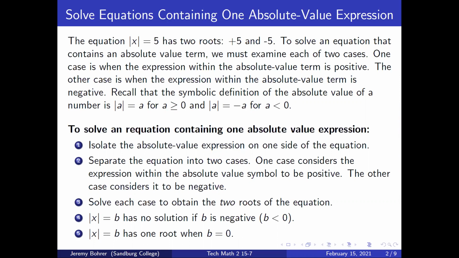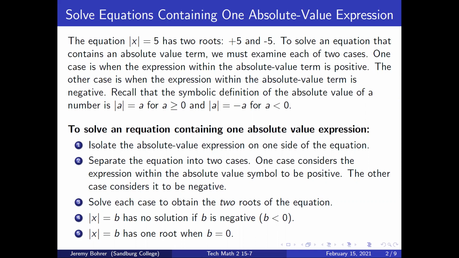One case is when the expression within the absolute value term is positive. The other case is when the expression within the absolute value term is negative. Recall that the symbolic definition of the absolute value of a number is: the absolute value of a equals a for a greater than or equal to 0, and the absolute value of a equals negative a for a less than 0.